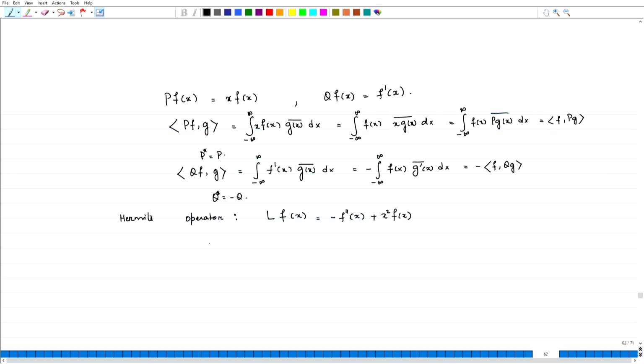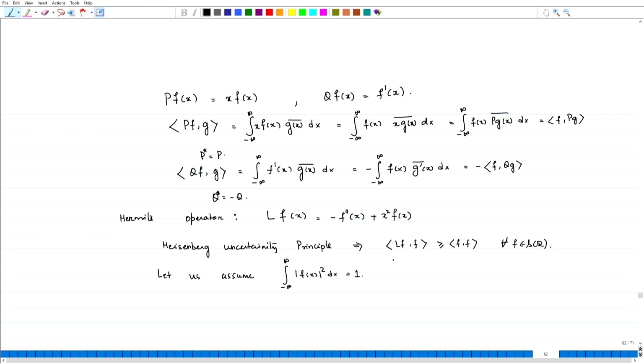Now we will show that the Heisenberg uncertainty principle will imply that the inner product of Lf with f is greater than or equal to the inner product of f with f, for all f in the Schwartz space. In order to apply the Heisenberg uncertainty principle, let us assume that the integral from minus infinity to infinity of mod f of x square dx is equal to 1. Then only can we apply the Heisenberg uncertainty principle.